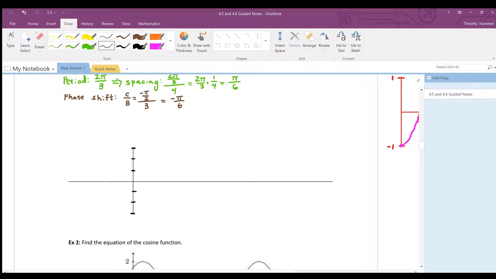Let's see. Let's call this minus pi over 6. And we're just going to keep adding pi over 6's. If you add pi over 6 to this, you end up at the origin. We don't need to put a tick mark there. You add another pi over 6, and we just end up at pi over 6. Add another pi over 6, we end up at pi over 3.